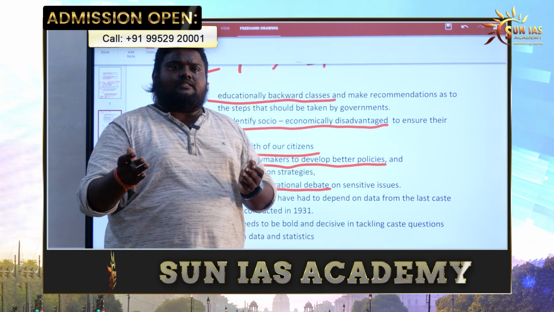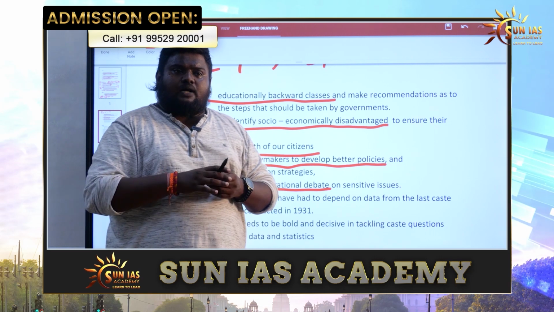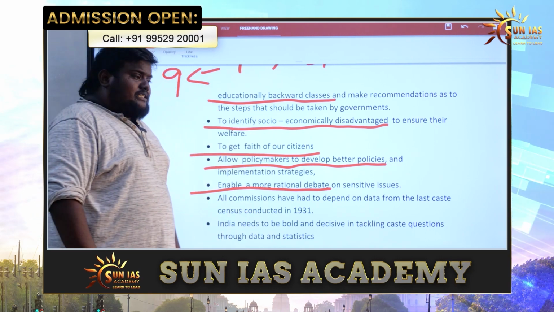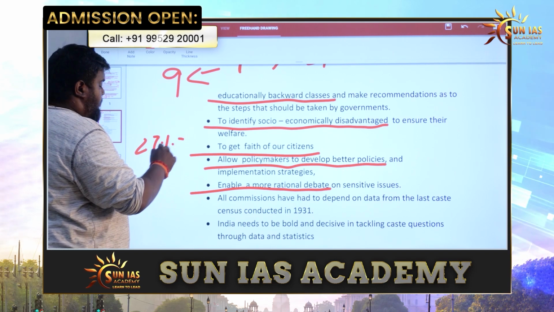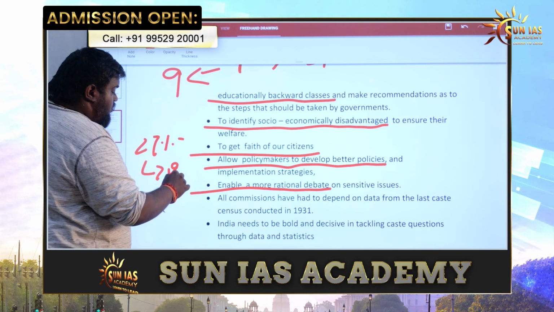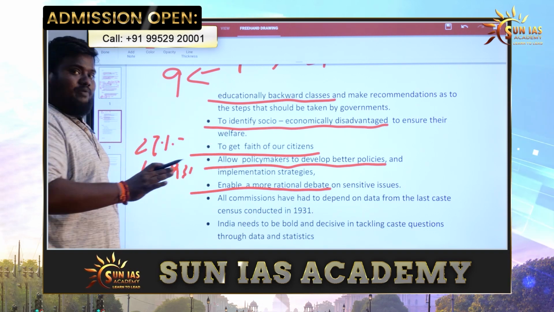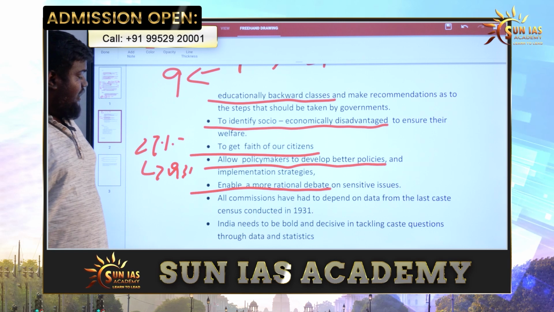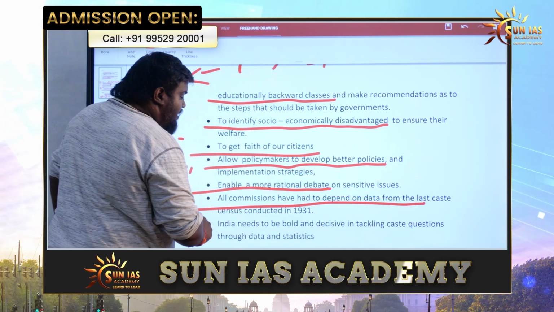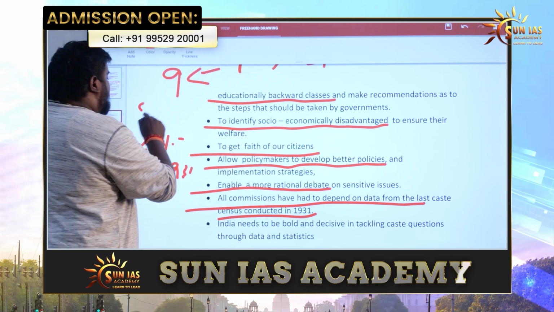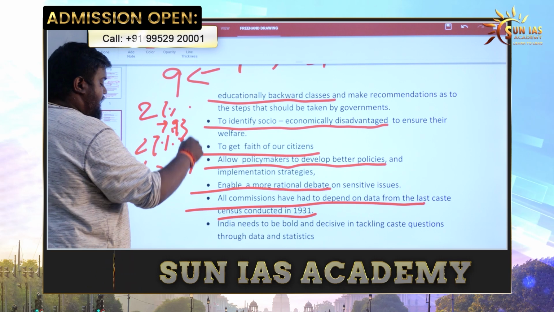As I said, each caste has to be given its own kind of reservation. So this 27.5 percent reservation has been given on the basis of the 1931 caste data. So we are a century backward. I would say in this caste census we are a century backward. All commissions have depended on the data from the last census of 1931. So this 27.5 percent reservation for the OBCs has been given based on the 1931 caste census.